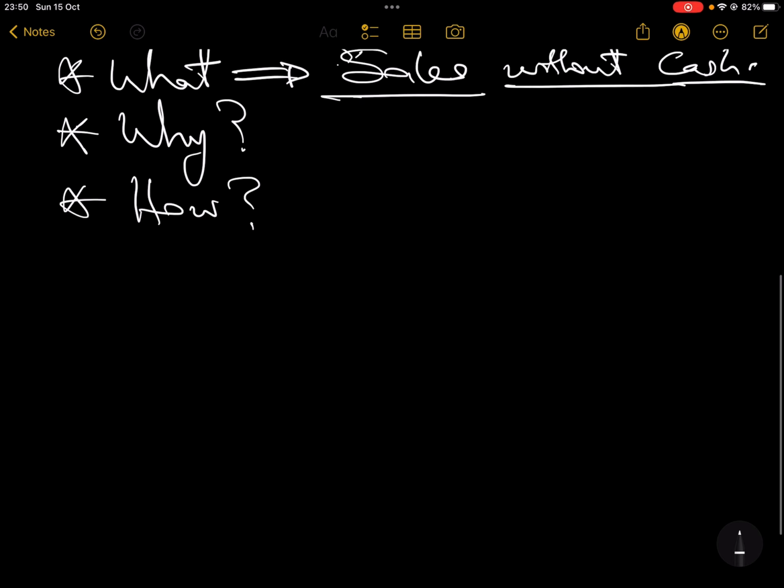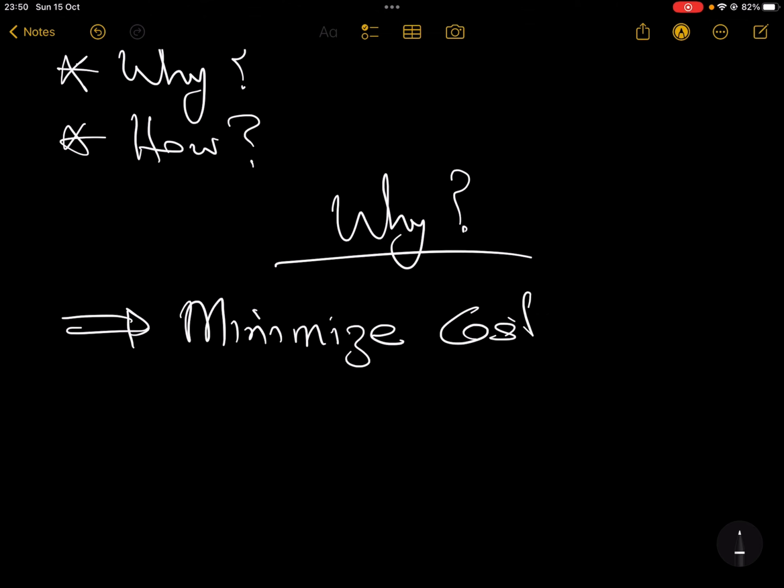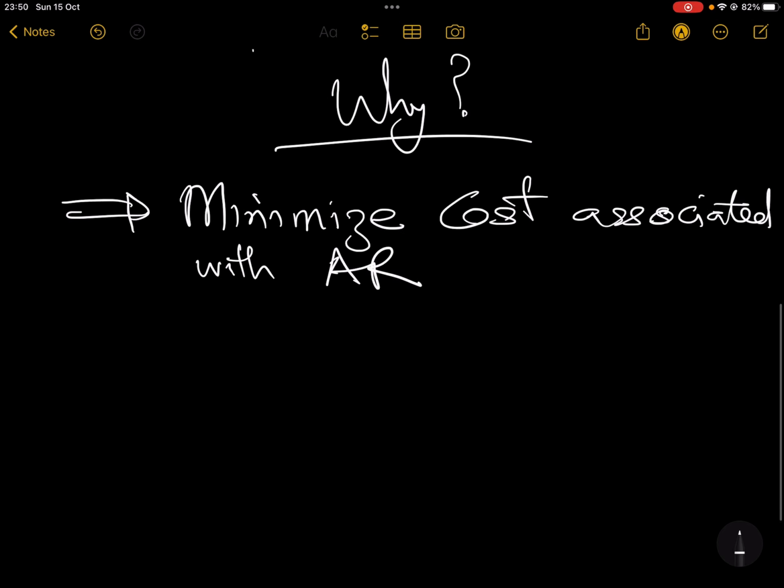But now let's go into the meat of this discussion. Why do we have to manage account receivable? That's the $1 billion question that has to be answered. And the major reason is that we want to minimize the cost associated with account receivable. We want to minimize that cost.